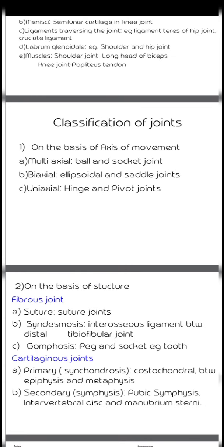Uniaxial joints can only be moved in one direction. These are hinge joints and pivot joints. A good example of a uniaxial joint is our neck joint. The atlantoaxial joint can only turn the neck from the right side to the left side. There is no other movement in that joint. Whereas in a biaxial joint, extension and flexion can take place at that joint.